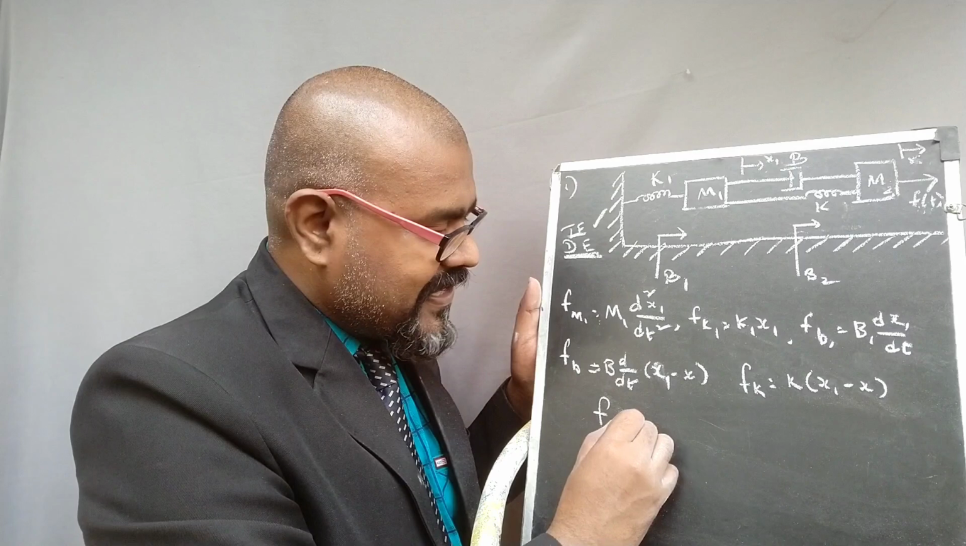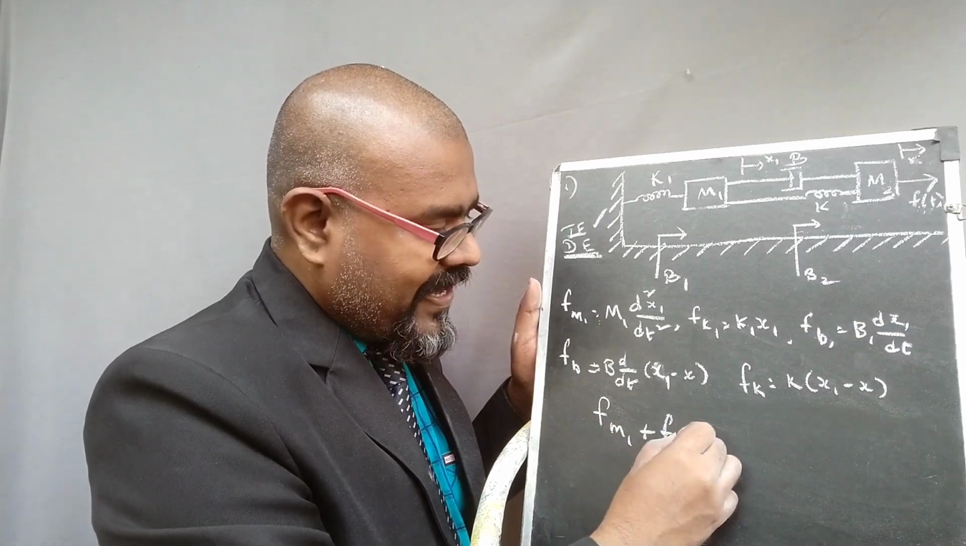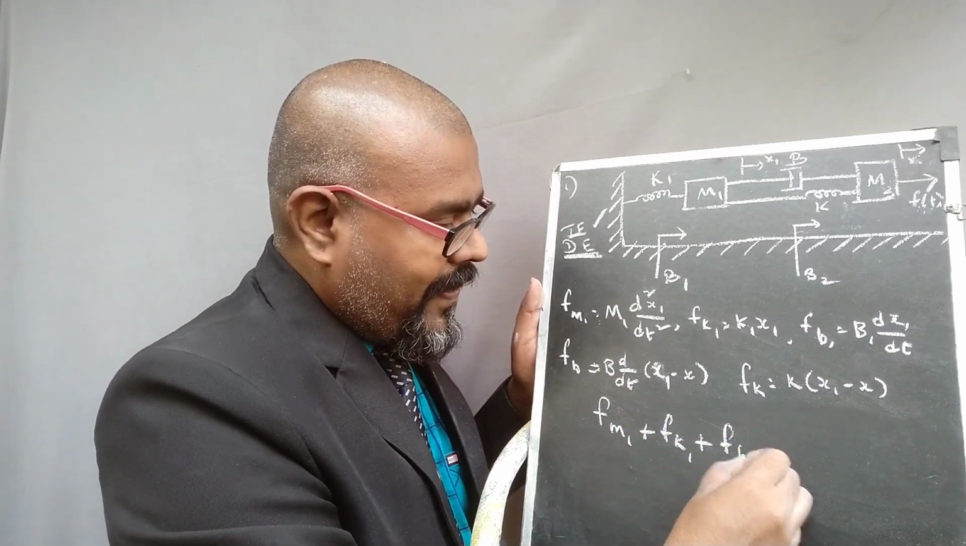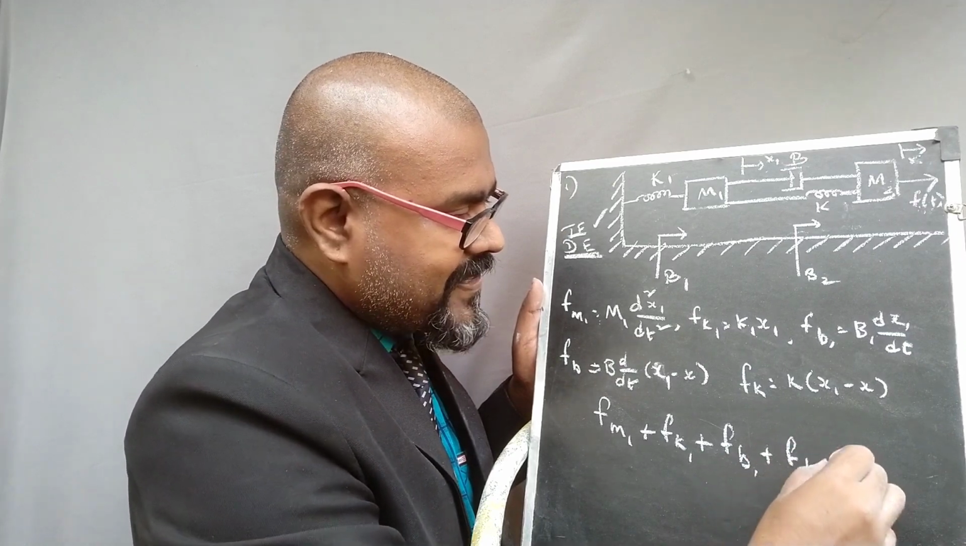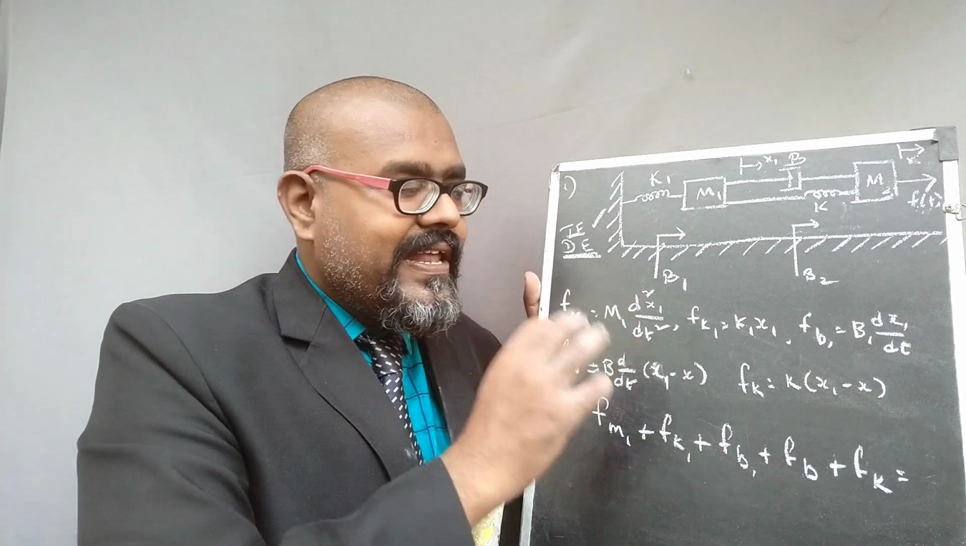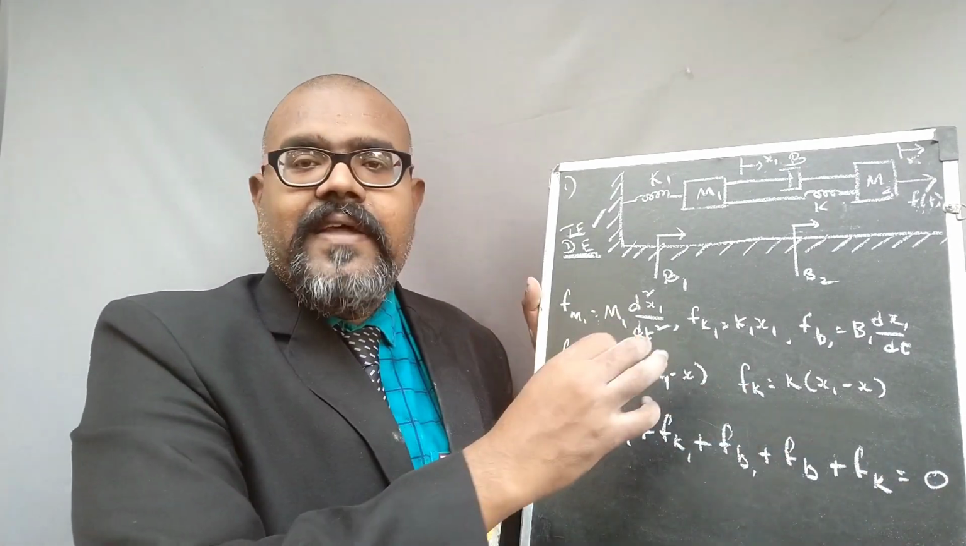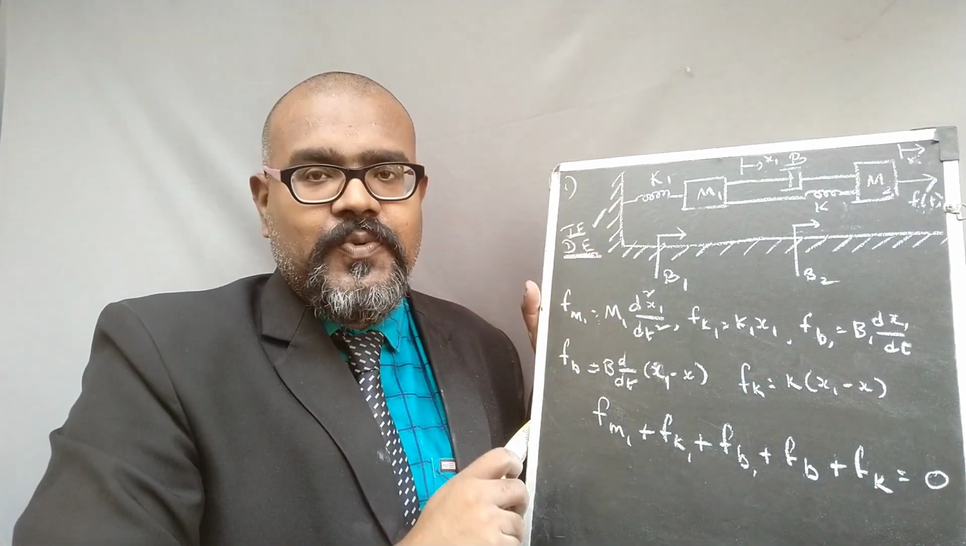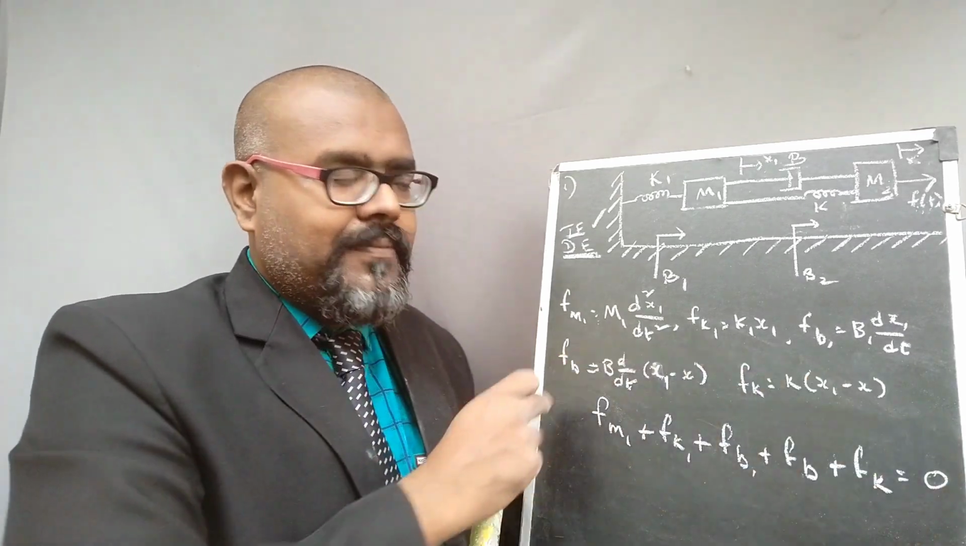So all the opposing force is nothing but Fm1 plus Fk1 plus Fb1 plus Fb plus Fk. You are not supposed to miss any variable. If you miss any variable, then the answer will have some fluctuations. So please remember all this.